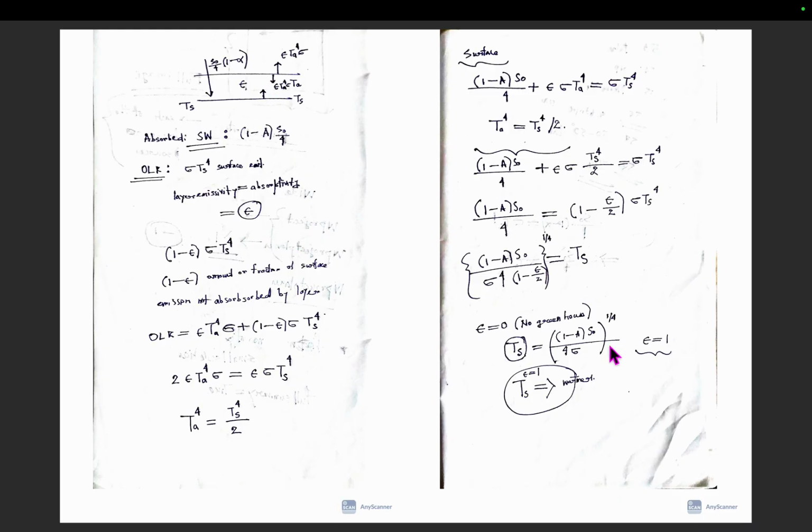Now if you write the three equations, then you can check that the Ts value comes to be the net value with the factor 1 minus epsa by 2, where epsa is the emissivity of the absorbing atmosphere. Now if epsa is equal to 0, then you can just write the equation in this format.